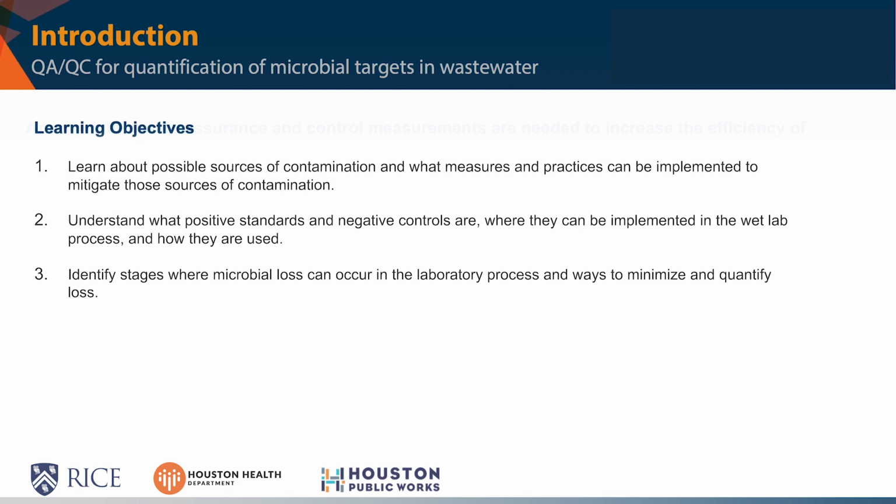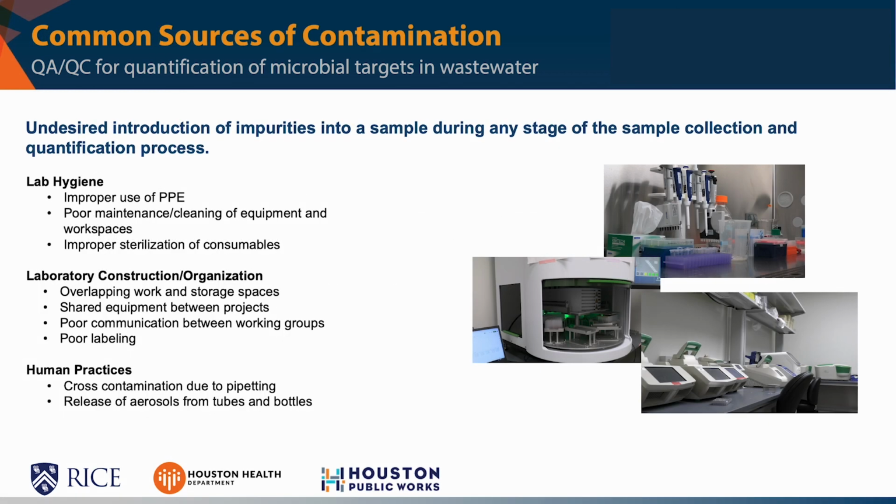In the next 3 slides, I'm going to cover common contamination issues, ways to reduce contamination, and an example from our lab of showing measures that we put into place to control for contamination. Sample contamination can be defined as the introduction of any undesired impurity, such as chemical, microbial, or physical matter, into a sample during sample collection or any stage in the quantification process.